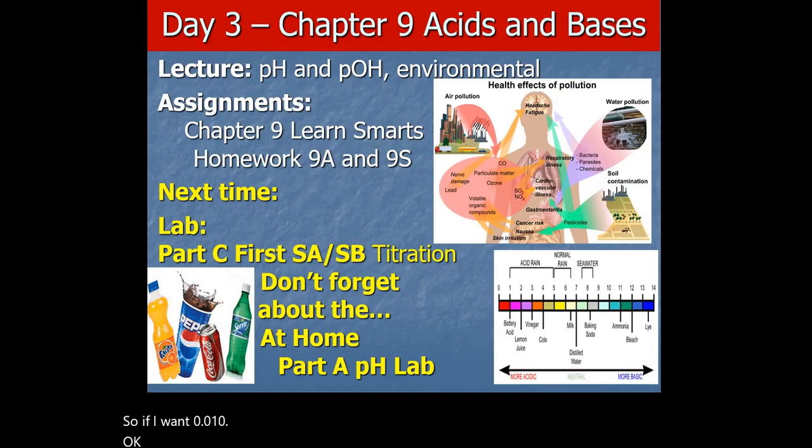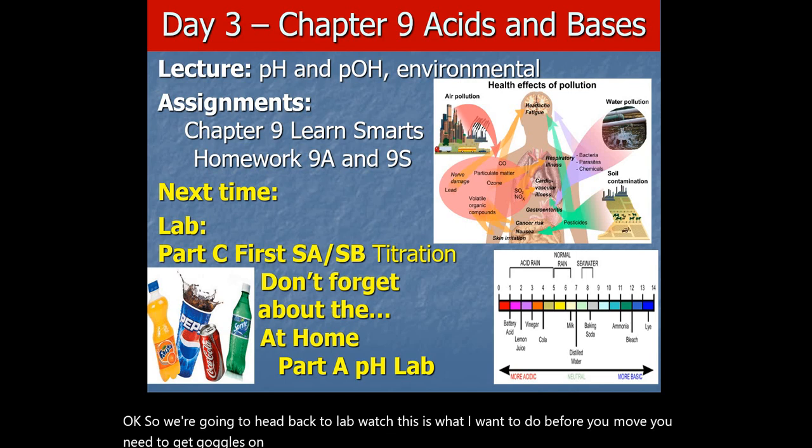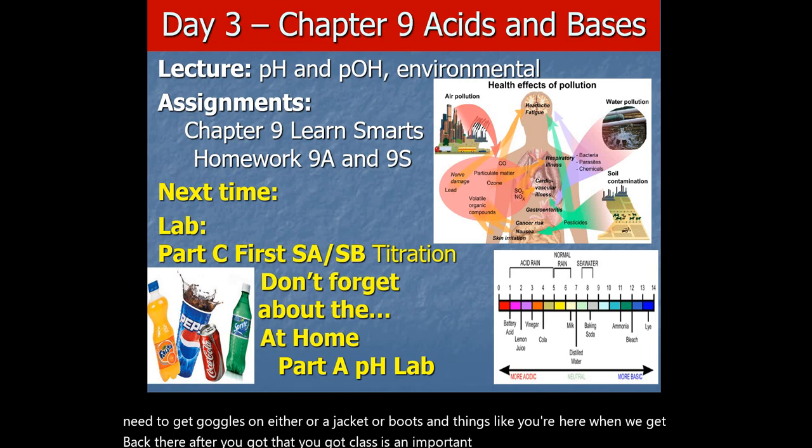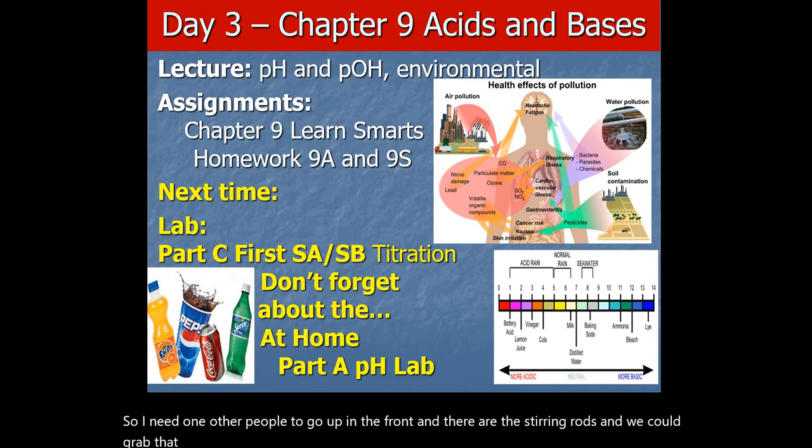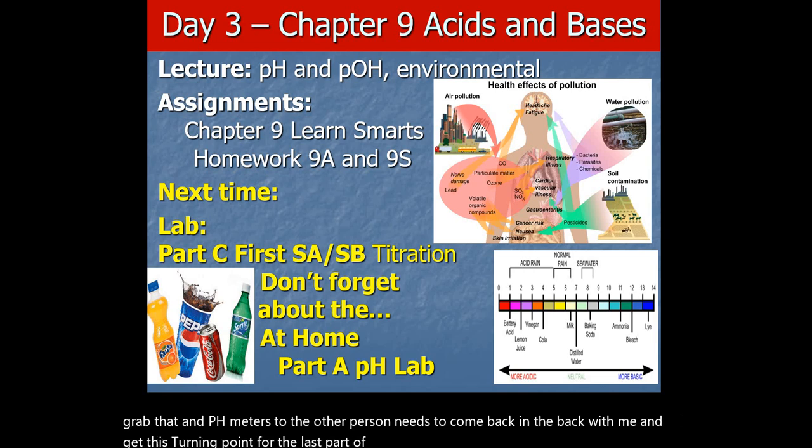Okay, so we're going to head back to lab. This is what I want you to do before you move. Listen. When you go back to lab, you need to get goggles on, either an apron or a jacket. Please leave any jacket or loose things like your lanyards here, because they'll get in the way. When we get back there, after you got that on, you got glasses on. Okay, important. I set it up in groups of 2, but each of you get your own stuff. So I need one of the people to go up in the front, and there are the stirring rods. You'll need to grab that and the pH meter. The other person needs to come back in the back with me and get the stirring plate for the last part of the titration.